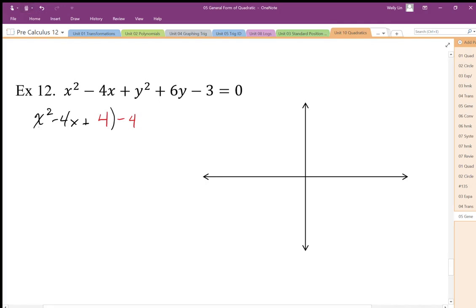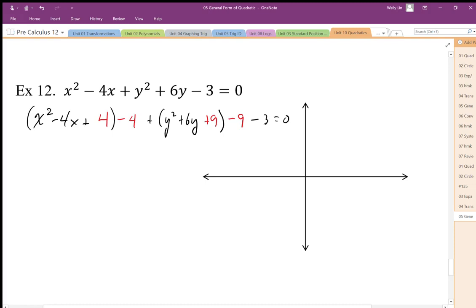Here's my perfect square. Then I have plus y squared plus 6y. And again, this is just like a quadratic, so I can complete the square with this plus 9. But I need a minus 9, because I can't just add 9 to the equation. I've got to make sure it's balanced. So minus 9, and then minus 3 equals 0.